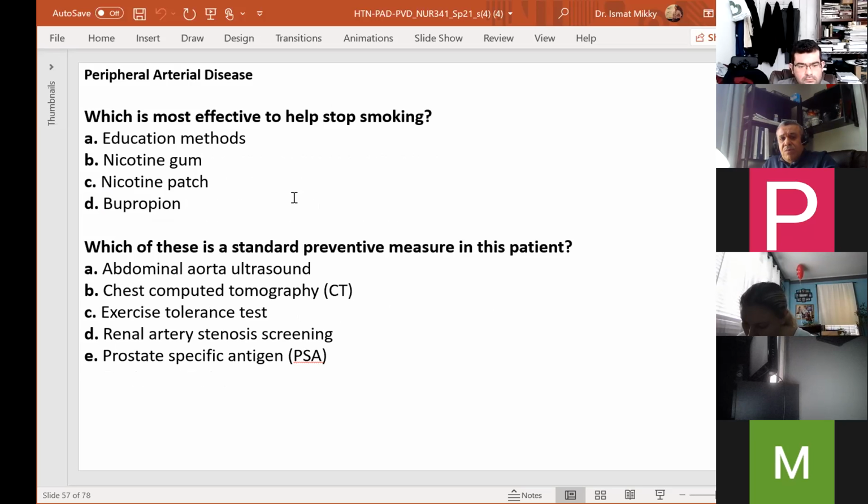Okay, so which of these is the standard preventive measure in this patient?